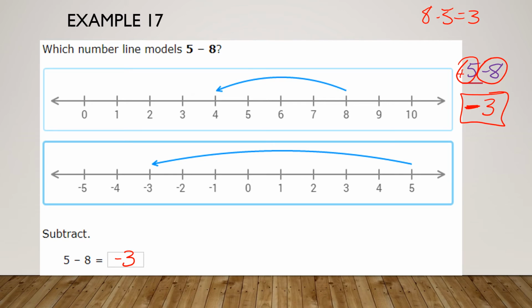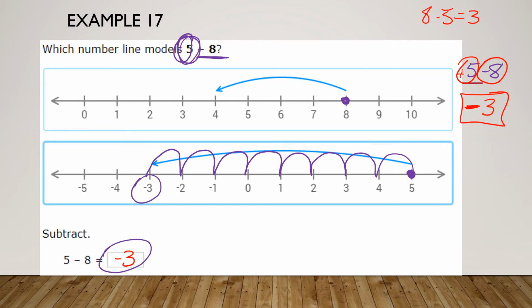Now we have to figure out which number line supports that. So again, you need to look back at your problem here. So we started at 5. So you're looking for the one that starts at 5. Now this top number line is starting here at 8. But the second one starts at 5. And then we're looking for the one that will subtract 8 from that 5. So 1, 2, 3, 4, 5, 6, 7, 8. And we end at -3, which supports the answer we have already solved for. So the second number line goes with 5 minus 8 equals -3.